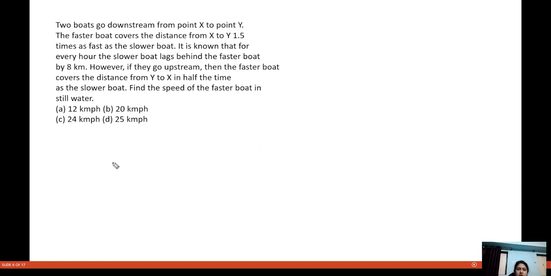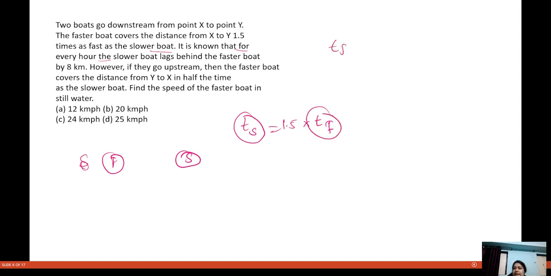Okay, so now see what we have. For example, let us take the speed of the faster boat as F, and the speed of the slower boat as S. Now it is saying that the faster boat covers the distance 1.5 times. So the time taken by the slower boat, TS, is equal to 1.5 times the faster boat's time. Now you know that TF by TS is equal to SF by SS.